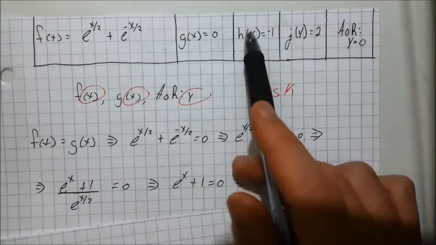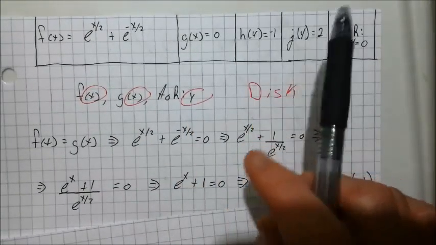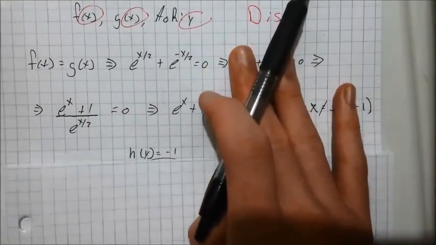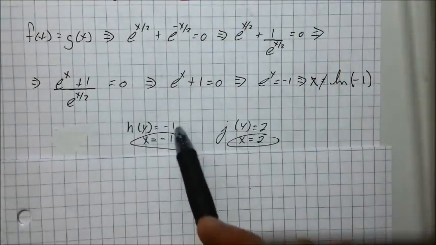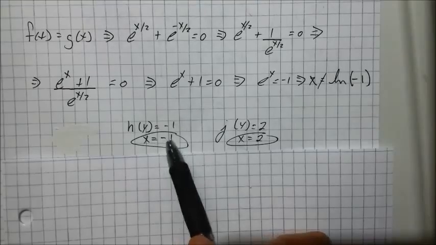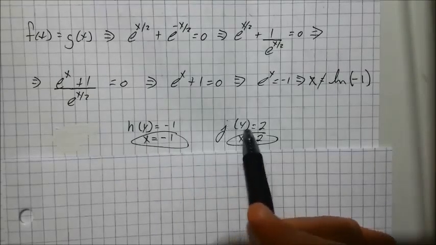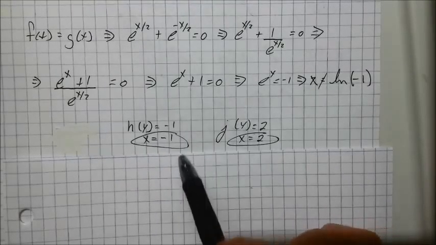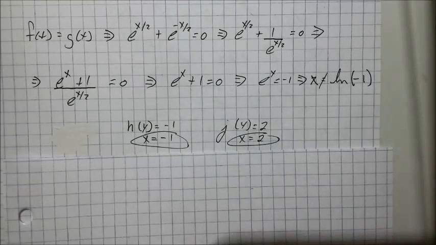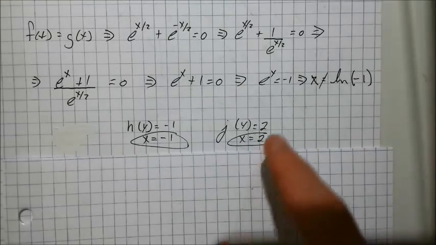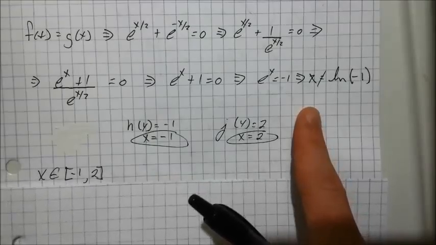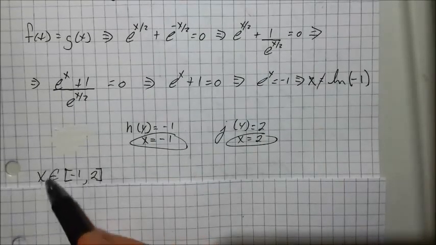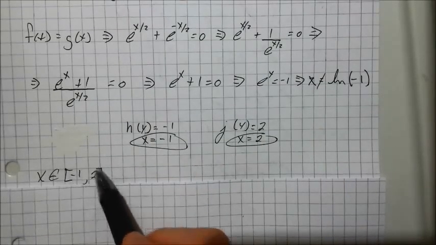And if we look, we have these two other functions here, h of y and j of y, which will serve as bounds for our domain. So we can write, if h of y equals -1, well, that's the same thing as saying x equals -1, and the same thing with j of y equals 2, x equals 2. And so now we have -1 and 2 to serve as the bounds for our domain here. So if we write this, x is a member of -1 and 2 inclusive.